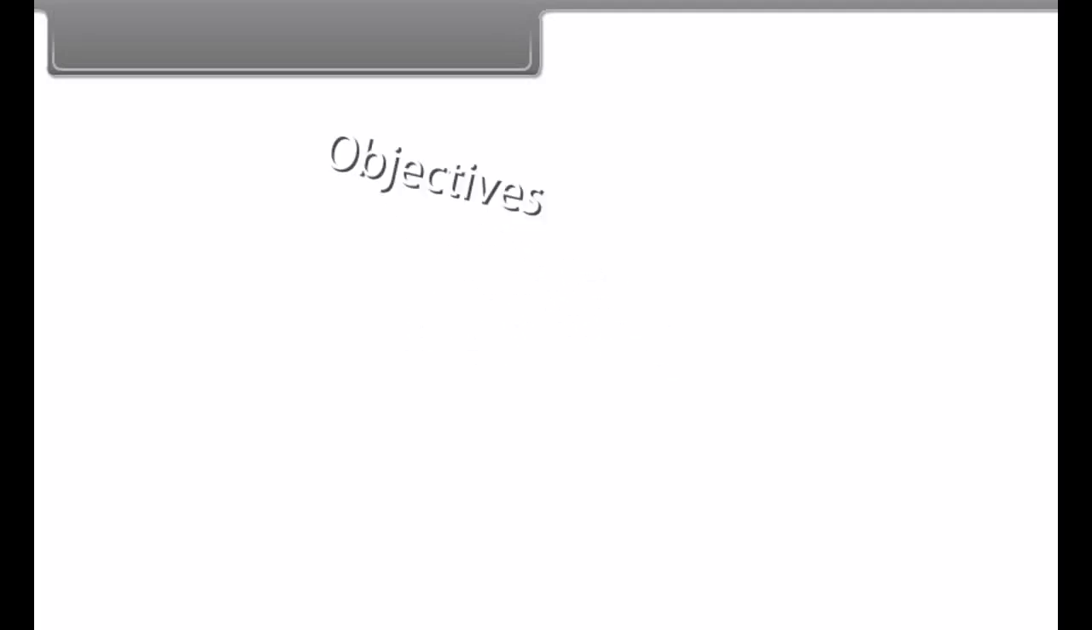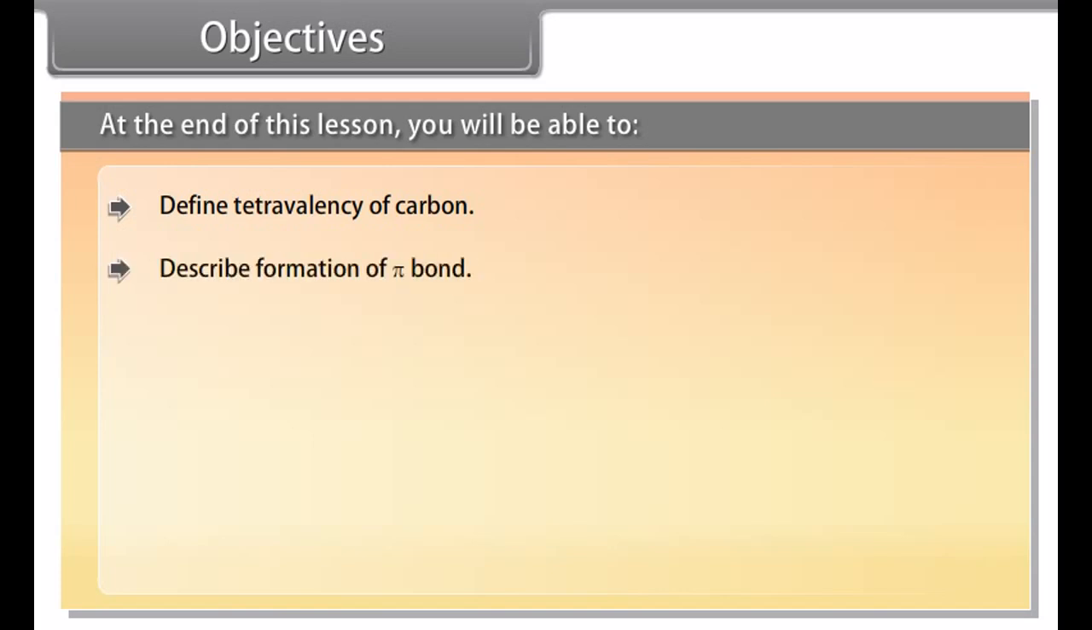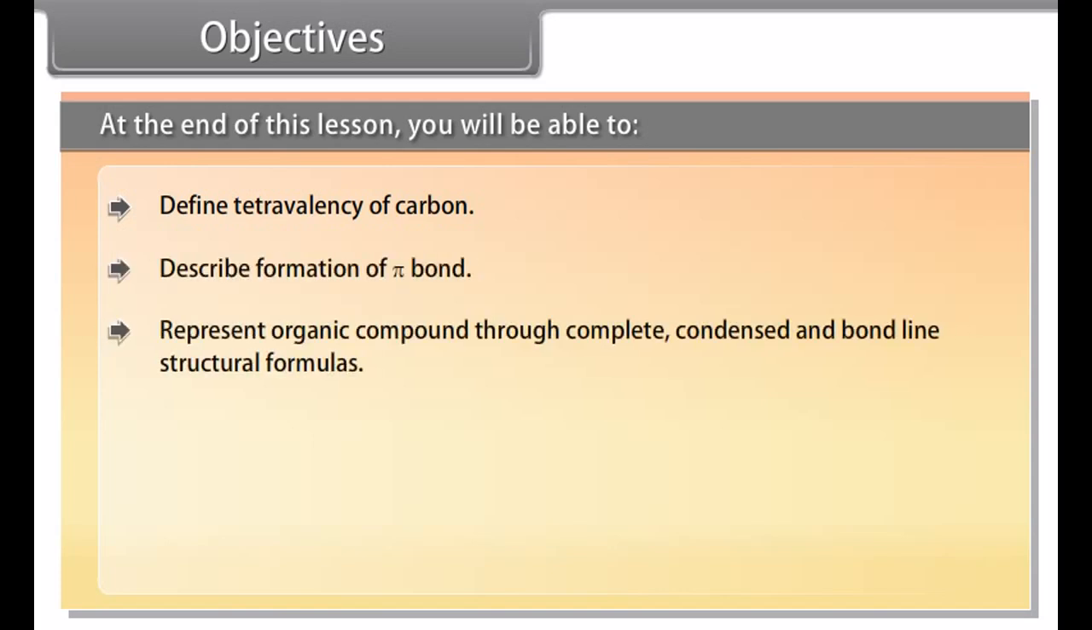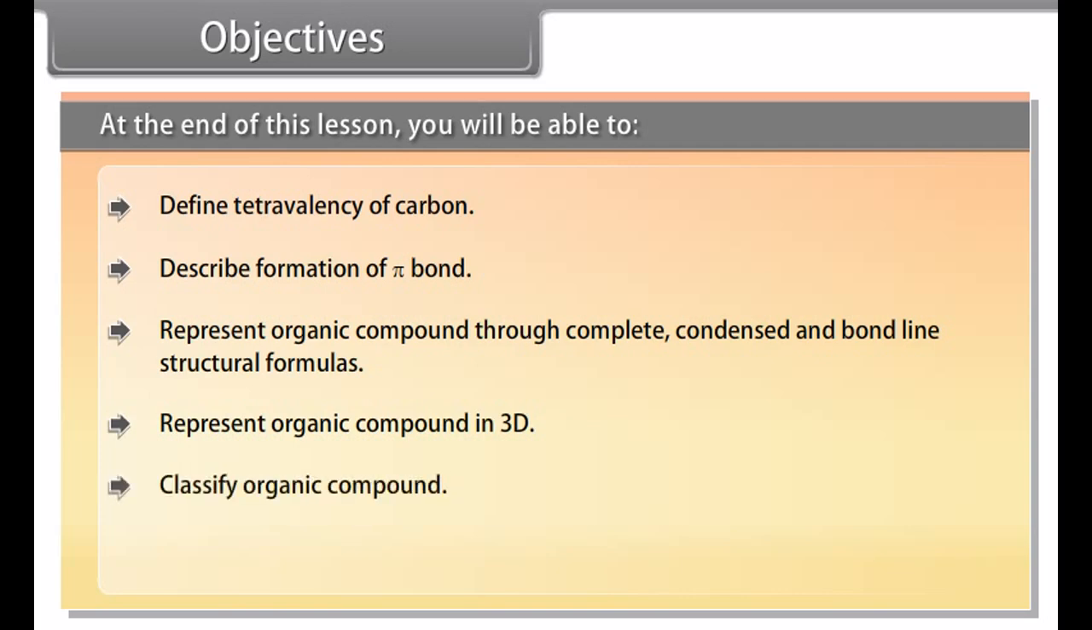Objectives. At the end of this lesson, you will be able to define tetravalency of carbon, describe formation of pi bond, represent organic compound through complete, condensed and bond line structural formulas, represent organic compound in 3D, classify organic compound, describe nomenclature of organic compounds, tetravalence of carbon, shapes of organic compounds.